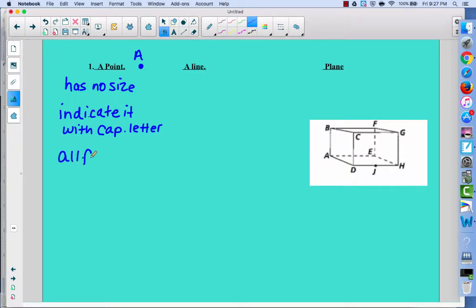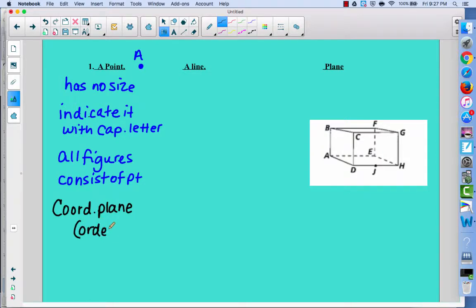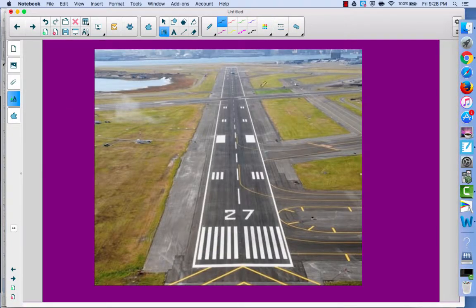All figures consist of points. So you can see the figure to the right consists of a lot of points. And actually, you've learned about points specifically in algebra on the coordinate plane. On the coordinate plane, a point actually is an ordered pair, and we are going to be talking about ordered pairs this year. Remember, an ordered pair has an x coordinate and a y coordinate on that plane. So I'm going to go back to that picture, this is where planes take off. If you can imagine, my plane is right here and I'm getting ready to take off. That's a point.